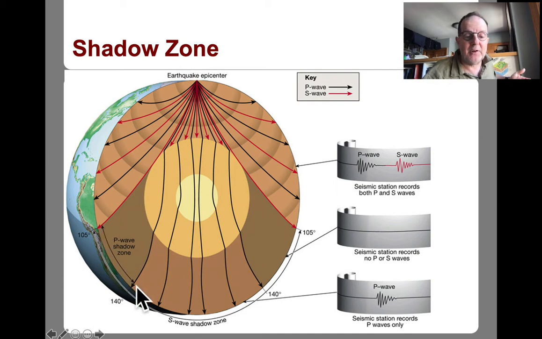And here is that P wave shadow zone, 105 to 140 degrees away from an earthquake epicenter. P waves are deflected or refracted by the liquid. They're disturbed in such a way that they don't make it back to the surface. And then of course none of the S waves make it through the liquid at all. So we have these two shadow zones, the P 105 to 140 on either side of the earth, and then an S wave shadow zone from 105 degrees on, from the epicenter.